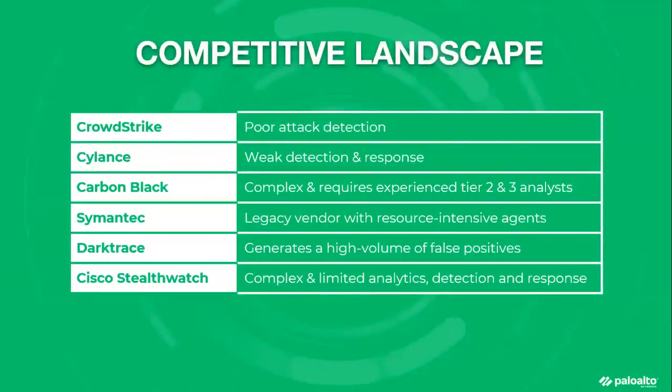So we can't go without talking about some of the competitive landscape, some of our competitors out there, and some of the challenges that they were facing that CORTEX was trying to address. So you can talk about CrowdStrike, which has got some kind of poor attack detection because of the limited data that sometimes it gets. Also, we can see some kind of weak detection and response from Silence, and Carbon Black, some kind of complexity. So it requires a lot of resources, which we might not be having in different organizations.